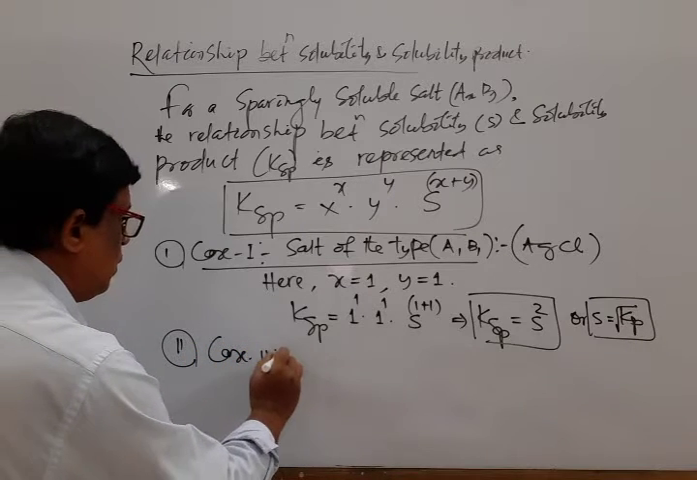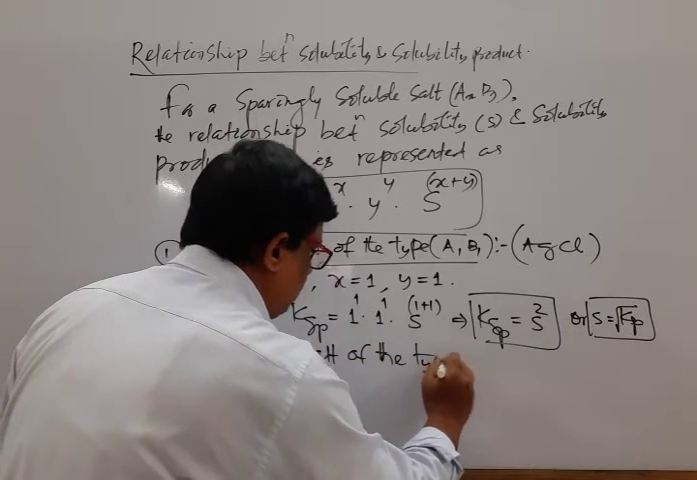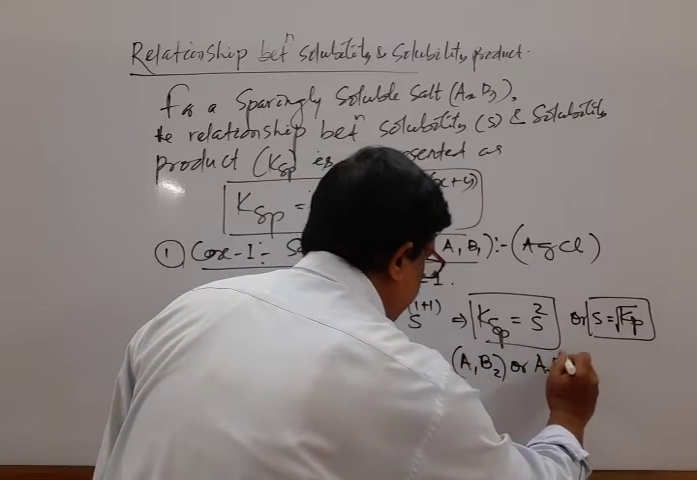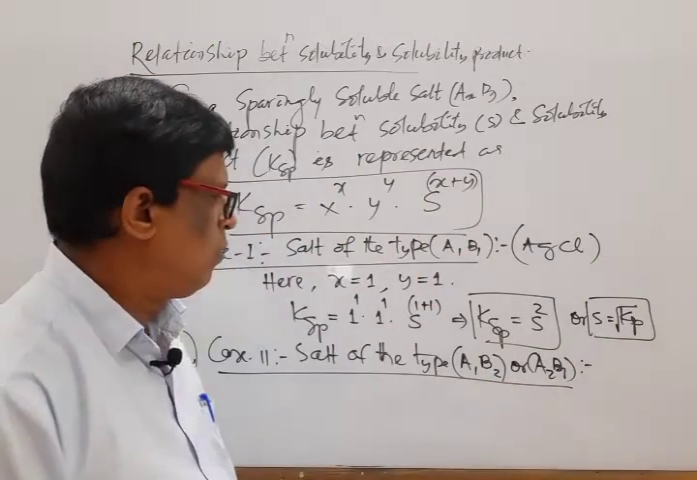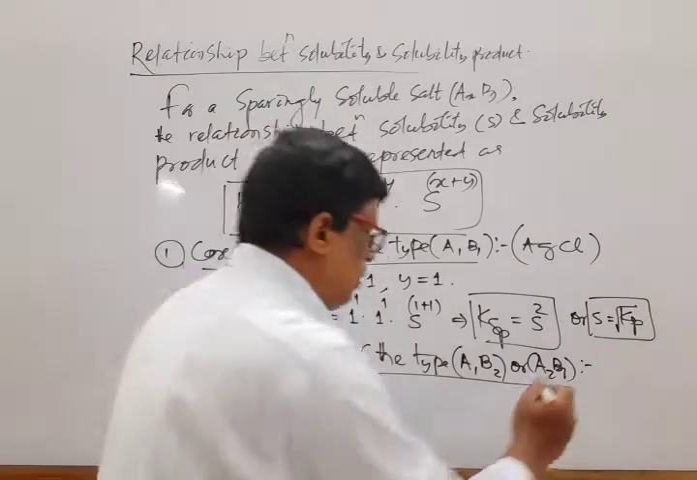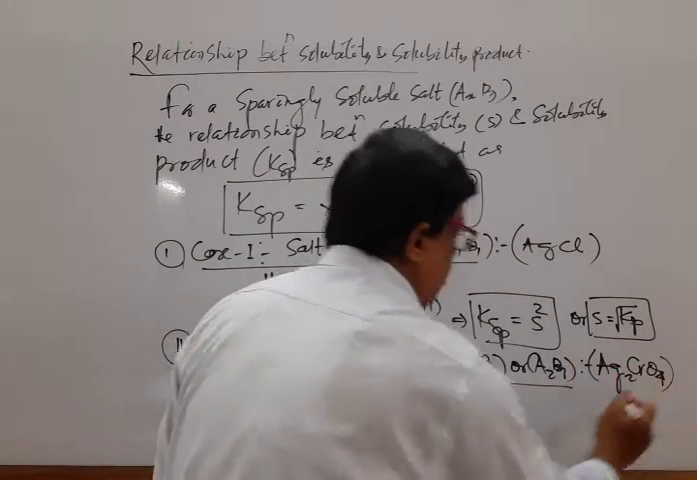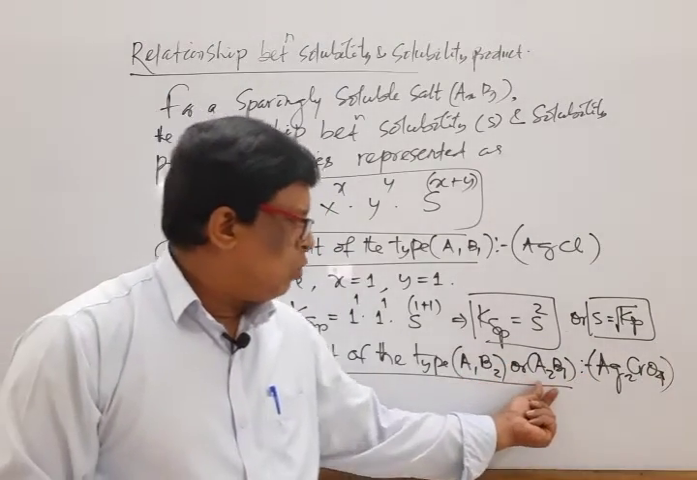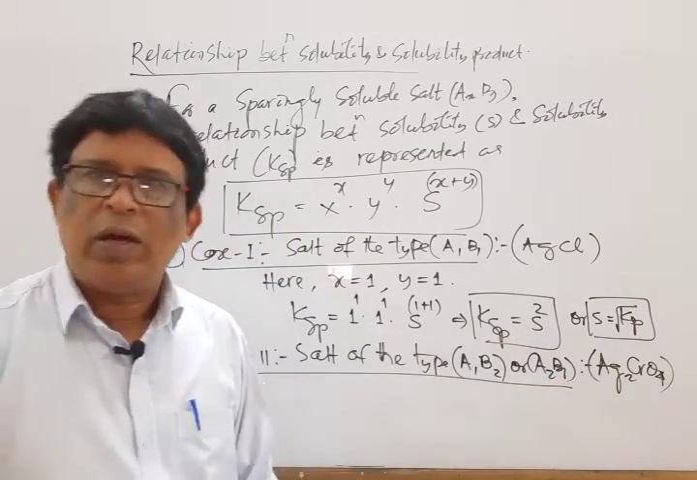Case 2, that is salt of the type A1B2 or A2B1. Mark that. If we select A1B2, then Ag2CrO4, silver chromate, is one suitable example. Here x is equal to 2, y is equal to 1. You may put x is equal to 1, y is equal to 2, or x is equal to 2, y is equal to 1. No problem.